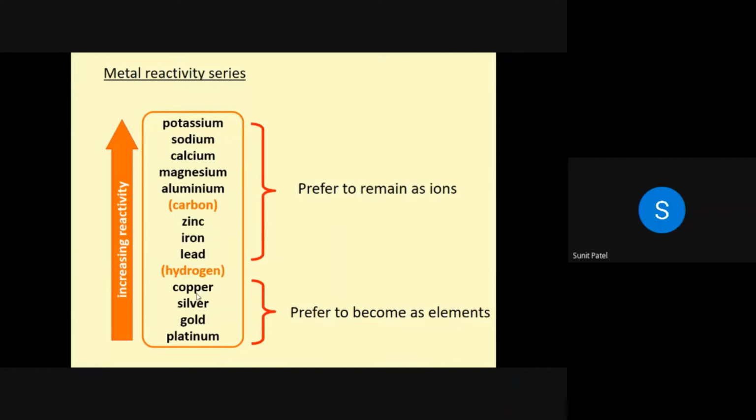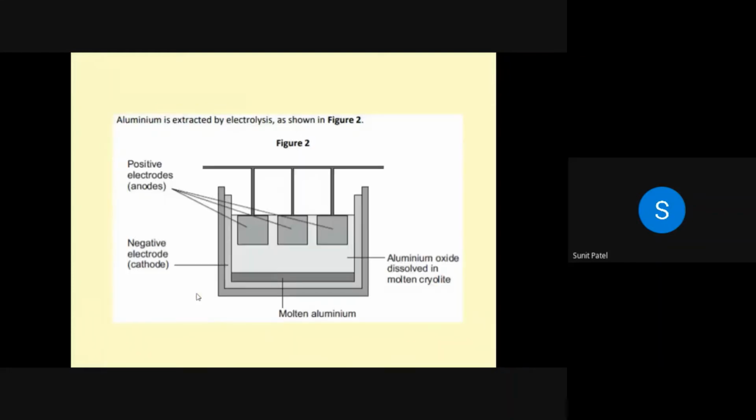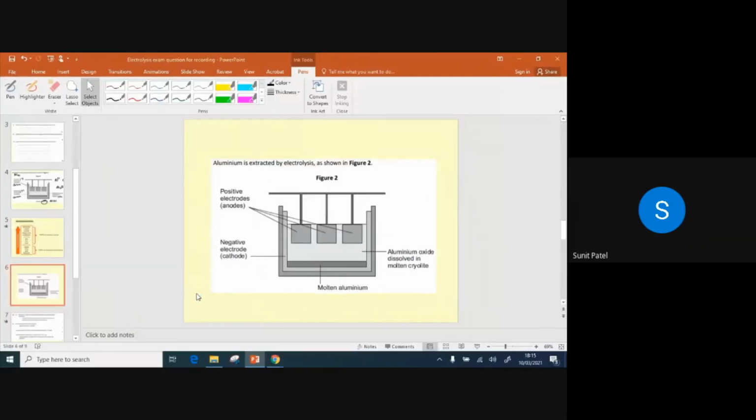So that is why aluminium cannot be extracted in the normal processes or normal ways of using aqueous ions. So we need to use this apparatus, this setup. Back to aluminium oxide. So aluminium oxide is not soluble in water.